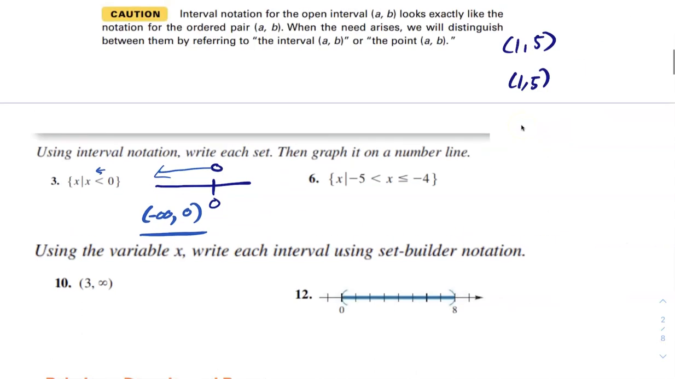Same thing over here. This is saying x such that x is all the values between -5 and -4, but -4 is inclusive. So -4 will have a closed circle, and -5 will have an open circle. Remember, when you're counting backwards, -4, -5, -6 goes this way, and you're all the values in between. If I want to make that interval notation, I'm just going to go parenthesis, then -5, then -4, bracket.